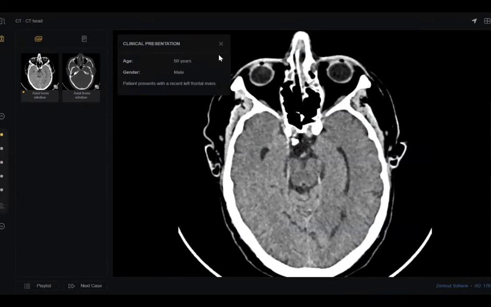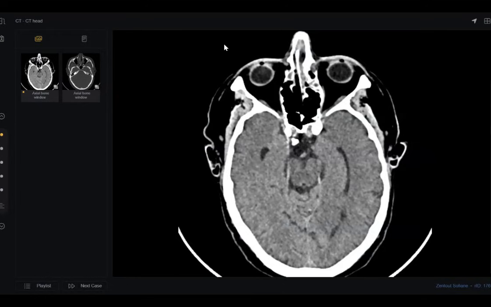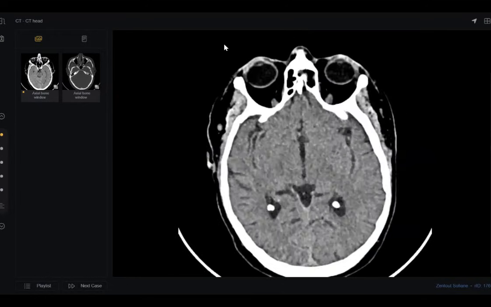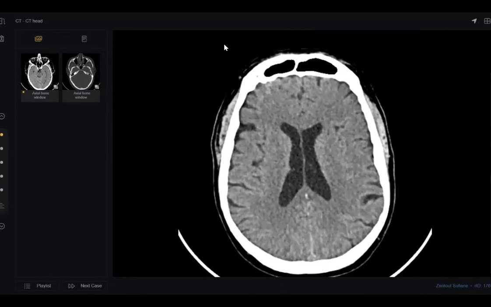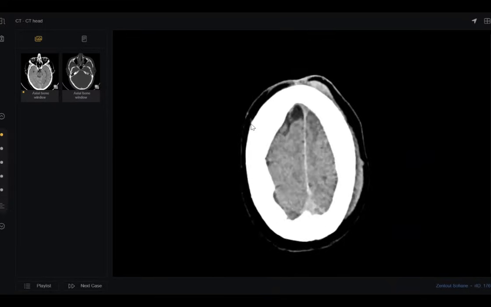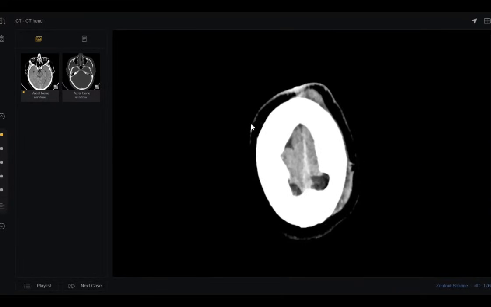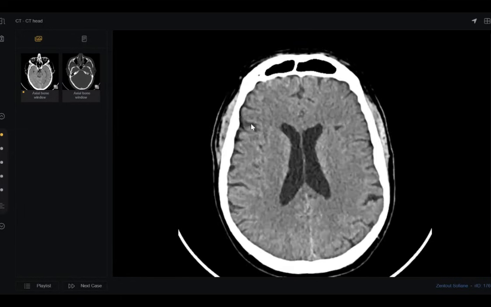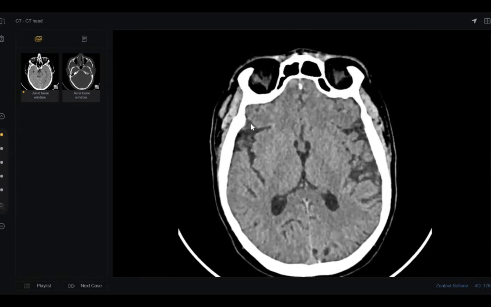Assalamu alaikum. I have a 60-year-old male patient presented with recent frontal headache. Go on. Okay, I will scroll for you to save time. So I've been presented with axial non-contrast enhanced CT images of this patient who has presented with a frontal mass.